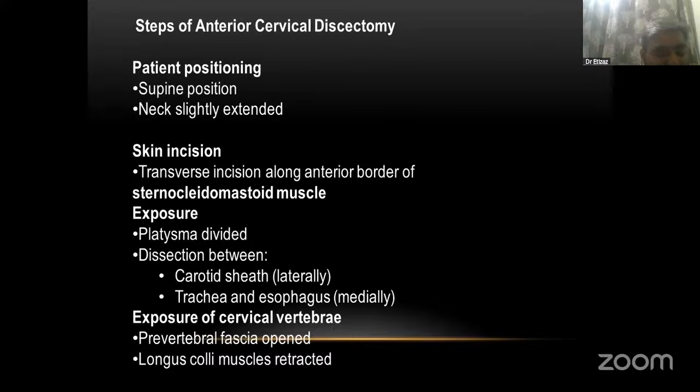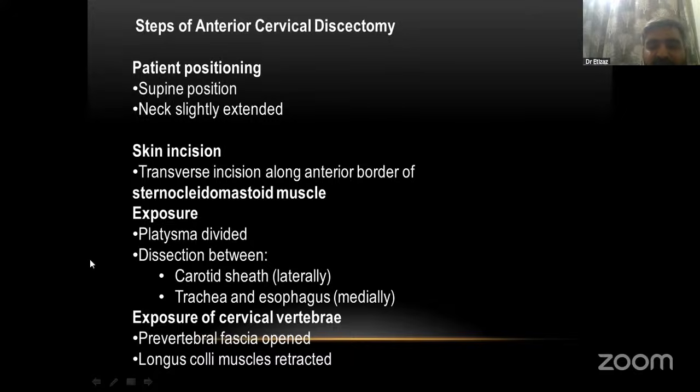Then we have to give the exposure. First we divide the platysma bluntly, and dissect the platysma and the sternocleidomastoid muscle. We have to see the carotid sheath and the tracheoesophagus. When we dissect the platysma, we will appreciate the anterior border of the sternocleidomastoid muscle. We will see two things: the carotid sheath laterally, and medially the trachea and esophagus. Medially, we retract the trachea and esophagus. Laterally, we retract the carotid sheath along with the sternocleidomastoid muscle.